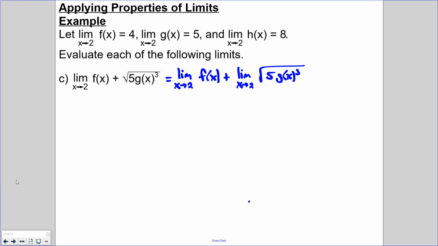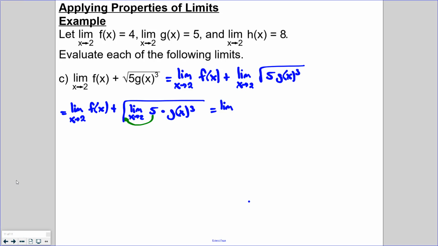All right, I can pull this apart further looking with the square roots, so we're going to get the limit as x approaches 2 of f of x plus the square root of the limit as x approaches 2 of 5 times g of x cubed. Well, I can continue breaking apart the limit inside of the radical by factoring out the coefficient. So we're going to be left with the limit as x approaches 2 of f of x plus the square root of 5 times the limit as x approaches 2 of g of x cubed.